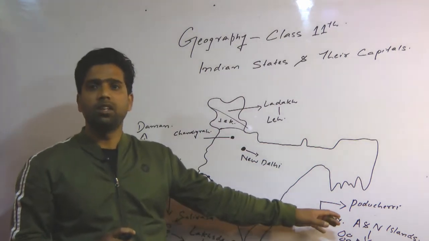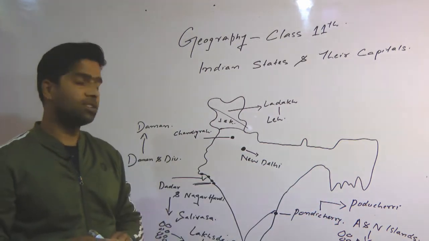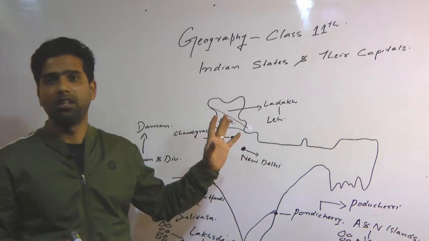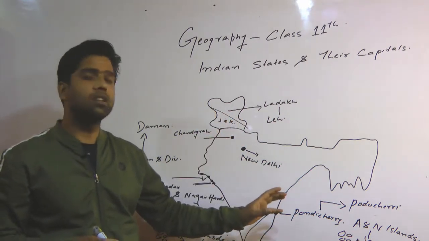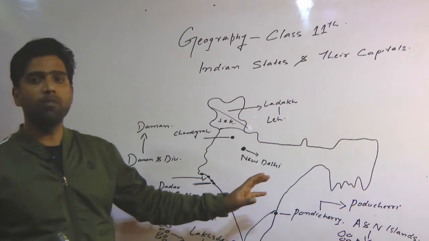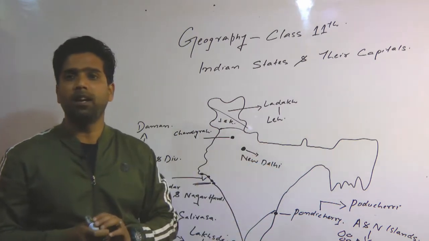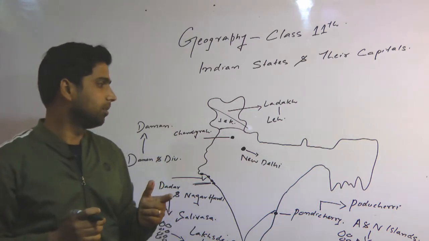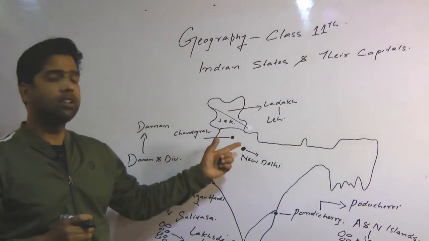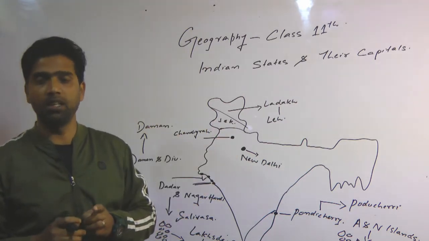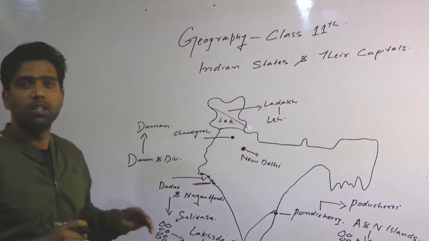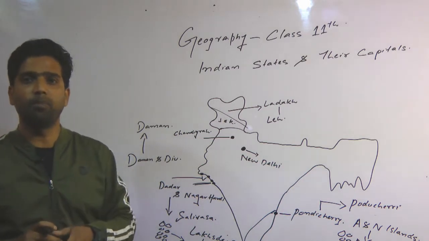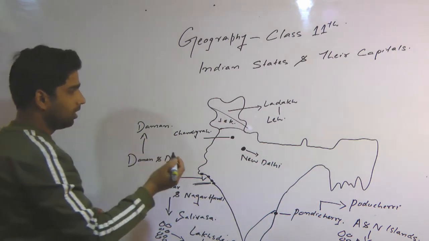Andaman and Nicobar Islands is a group of 572 islands, and its capital is Port Blair, and it is India's largest UT in terms of area. But in terms of population, New Delhi is the largest UT of India. Lakshadweep is India's smallest UT in terms of area as well as in terms of population.